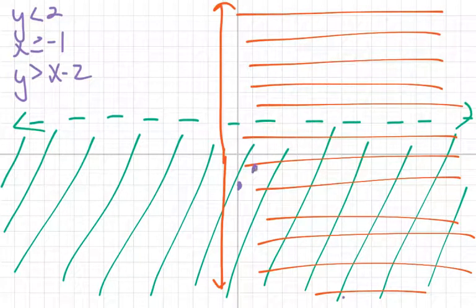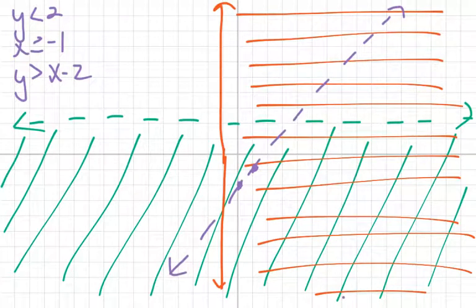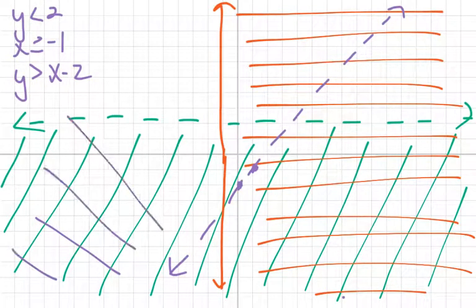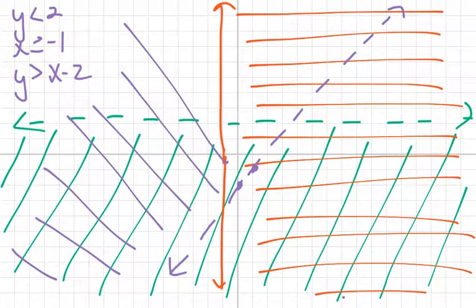Again, you don't want to shade too darkly, because if I shade too darkly, I don't stand a chance at being able to see where this purple line is going to be. This is also going to be a dashed line. And we're shading greater than, which means we're going to go above. And so I'm going to shade.